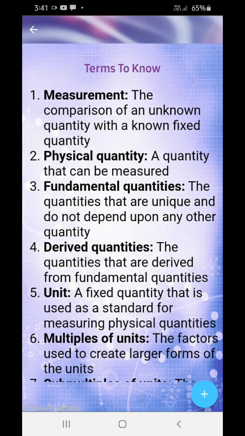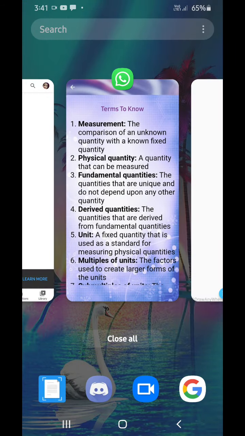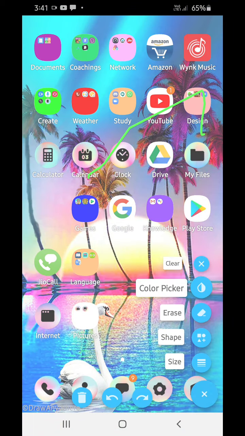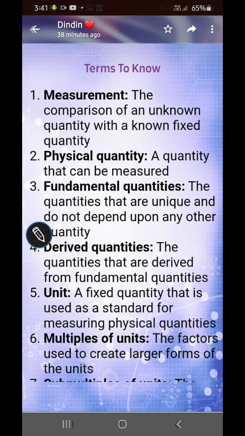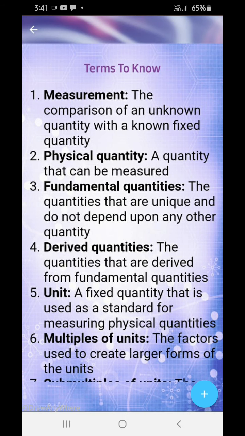So, measurement, okay? The comparison of the unknown quantities with the known fixed quantity. What is this? What are you doing? The measurement is the comparison of an unknown quantity with a fixed known quantity. Okay, when you measure something unknown with something fixed. Okay, I'll show you.